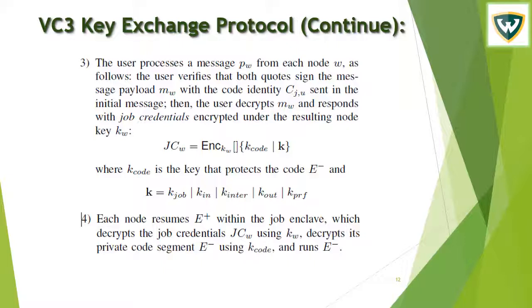After that, every node in the cloud continues the E+ code with the job enclave, and now they have the credentials. They decrypt the job credentials with their own key, and after that they can decrypt the private code segment E- by that key_code, and then they can have access to the map and reduce code which is inside the E-, and then they can execute the job.